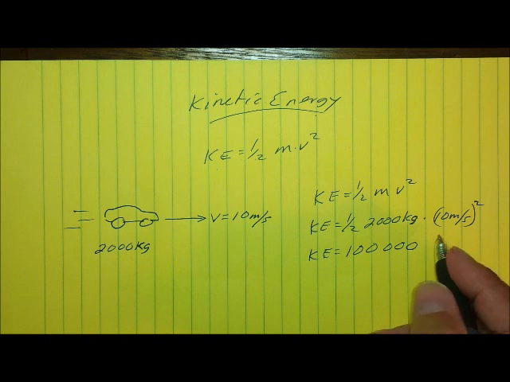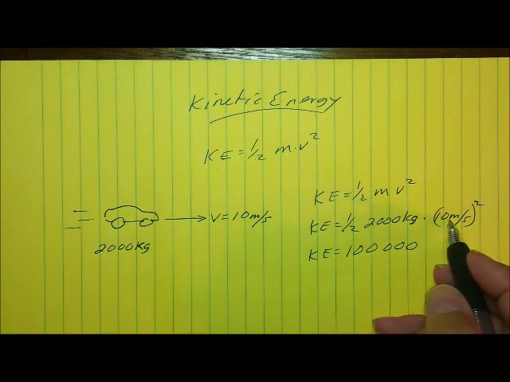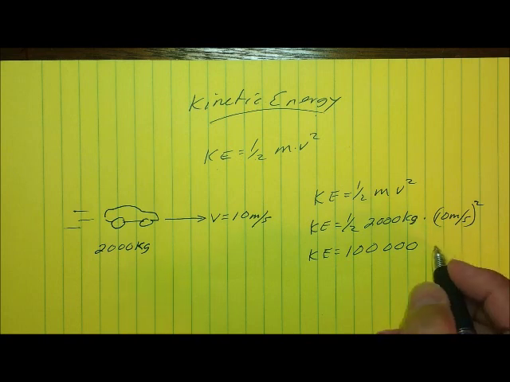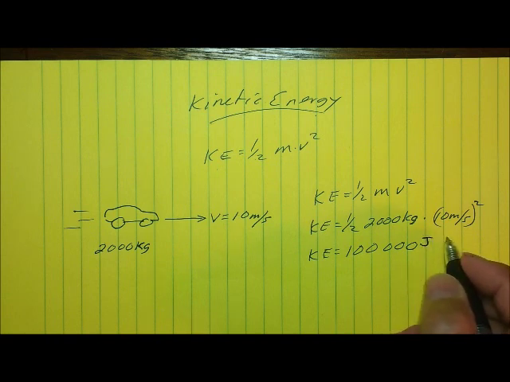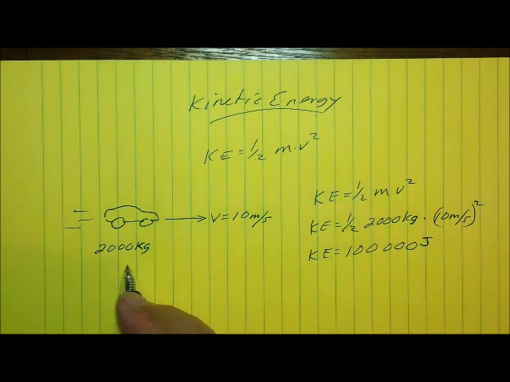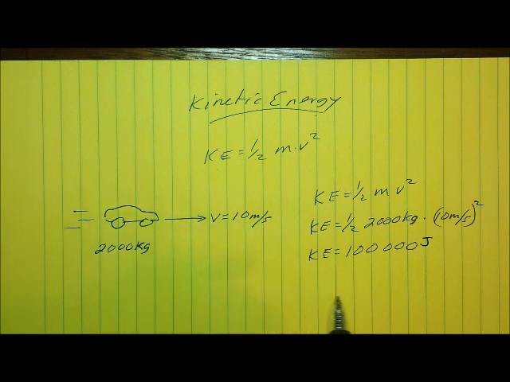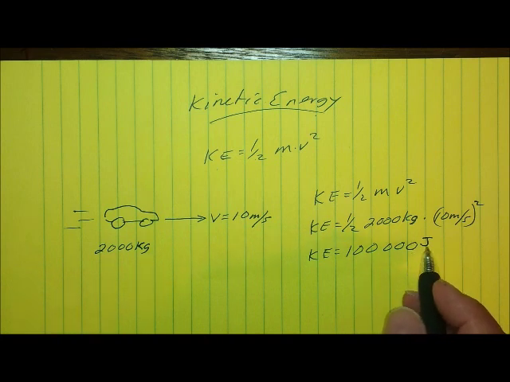And that's going to be kilogram meters squared per second squared, or kilogram meters per second squared times meters, which would be a Newton meter. And that would be a joule. So the energy here is Newton meters or joules, just like it was before. So the kinetic energy of a 2,000 kilogram car traveling 10 meters per second is going to be 100,000 joules of energy. Kinetic energy is simply energy of motion.